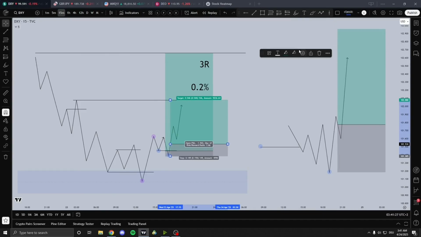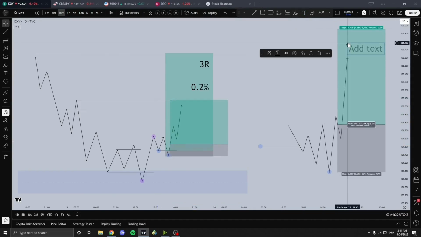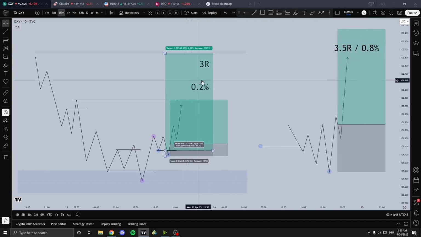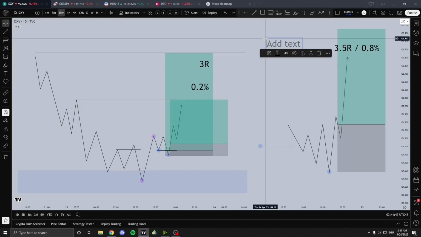So in this one we have 3.5 R, and we are risking 0.8%. Why? Because we still have 0.2 open risk here, 0.8 here. So in total, we are still overall risking 1% if we are wrong and we get stopped out.